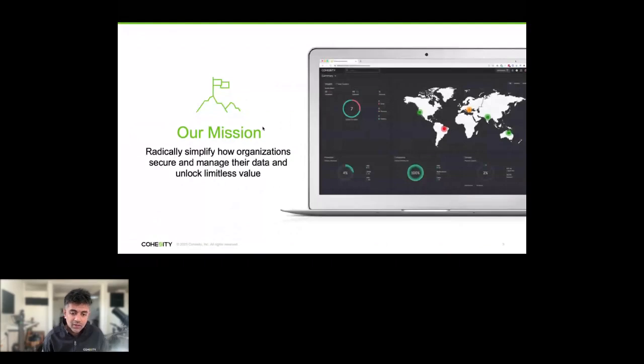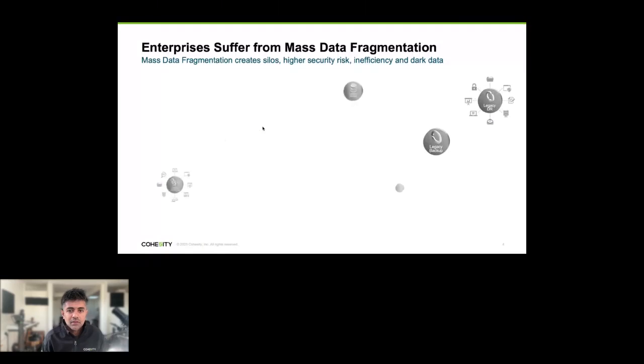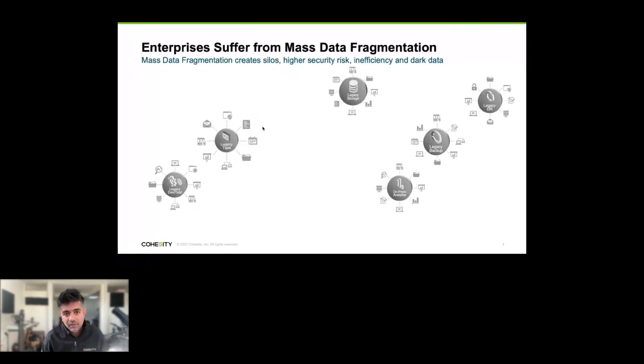A little bit of what I do, and this has been my goal for the last 10 years, and it's driven by our CEO Mohit Aron back in the day, where we wanted to work on data. We wanted to simplify how organizations can secure, how organizations can manage their data, and ultimately unlock limitless value. But the problem statement is that enterprises suffer from this thing called mass data fragmentation.